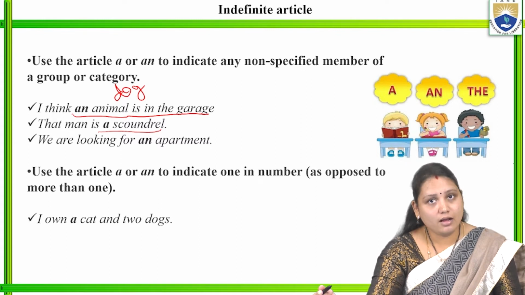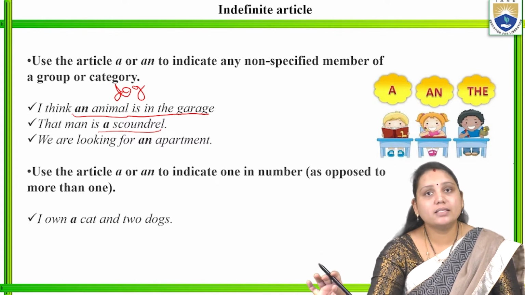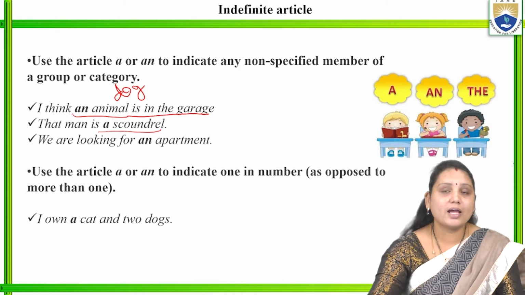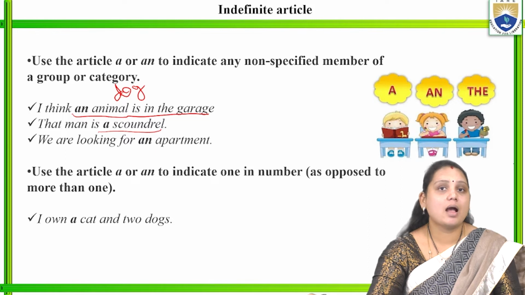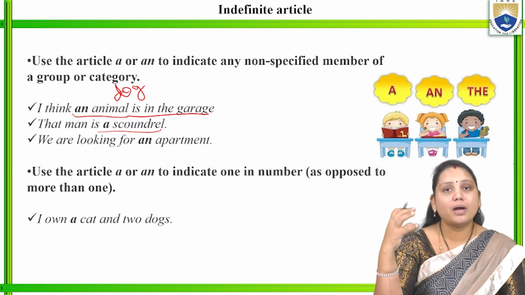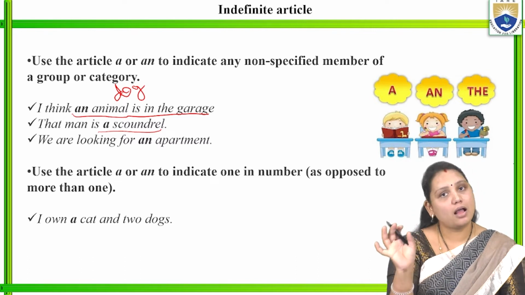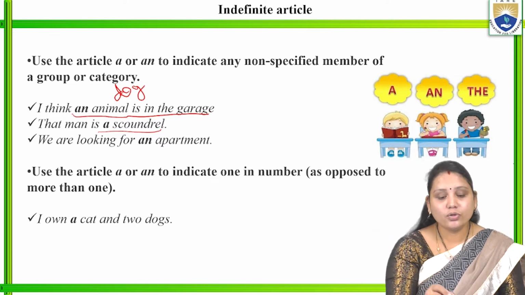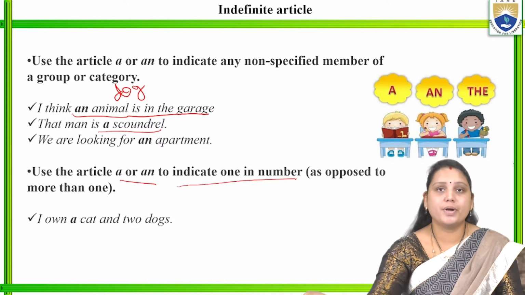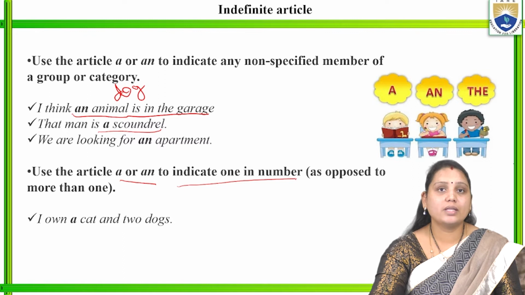Now, here, specifically you are saying that man is having bad qualities, isn't it? Next, we are looking for an apartment. There are many apartments, and among them we are using an apartment. Next, use the article a or an to indicate one in number as opposed to more than one.